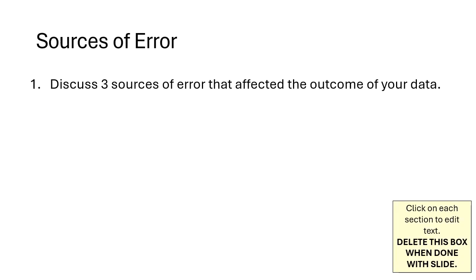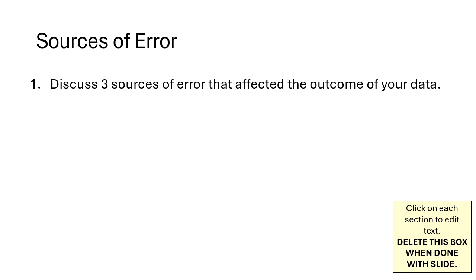On this slide, you're going to do sources of error. So you're going to make a numbered list of 3 sources of error that affected the outcome of your data. Now, when we talk about sources of error, we mean why is your data maybe not perfectly precise? And you should recall that you can never make a measurement that's perfectly precise. So why not? What could you have done differently to make it better? Or why might it not be perfect?